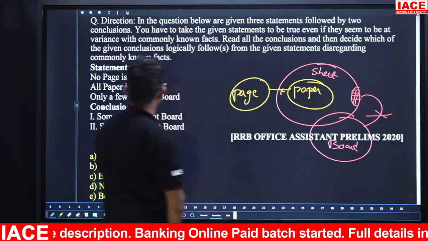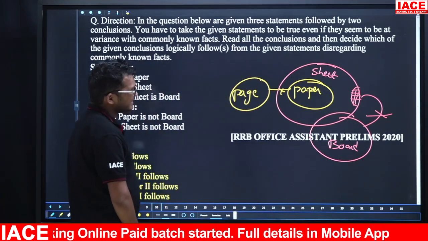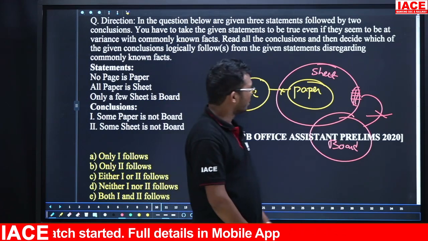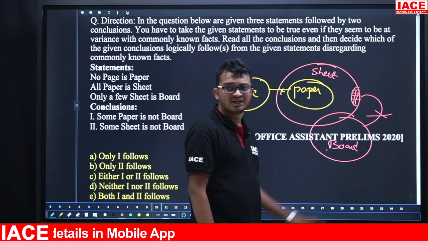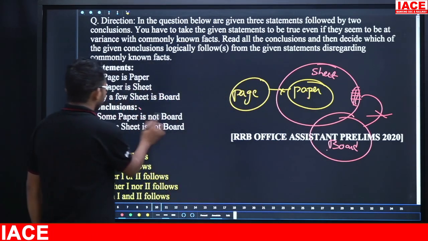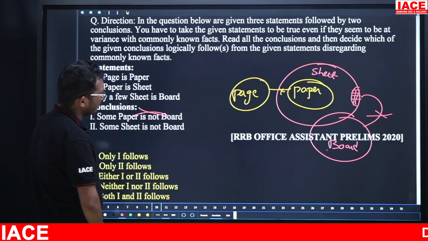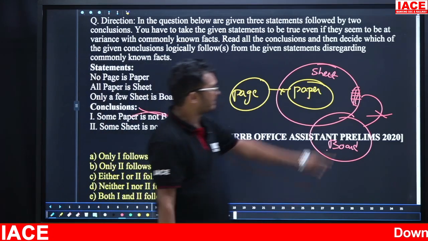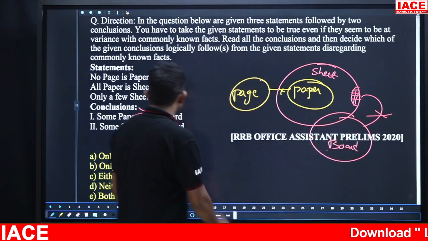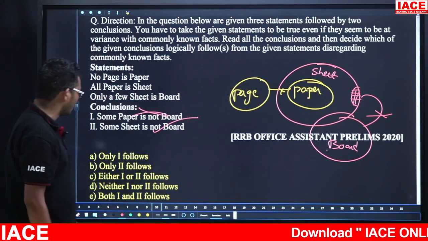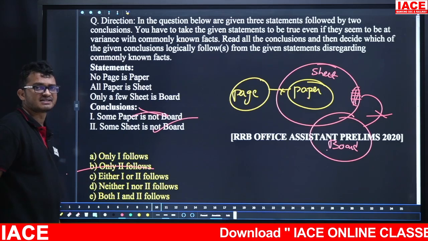Take first conclusion: some paper is not board. Some part of paper is not board, but paper and board relation is can't say. So first one is wrong. Next one: some sheet is not board. Friends, here sheet and board: we know some part of sheet is not board. That means second one is true. That means your answer is only 2 follows. Option B is the answer.